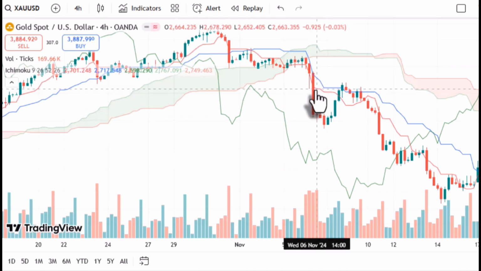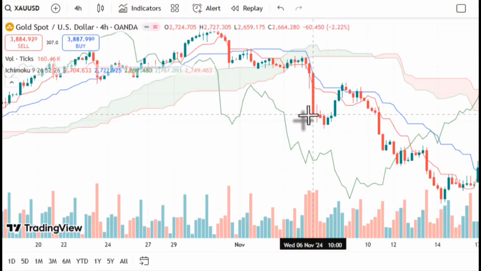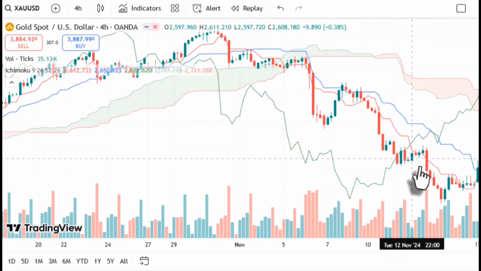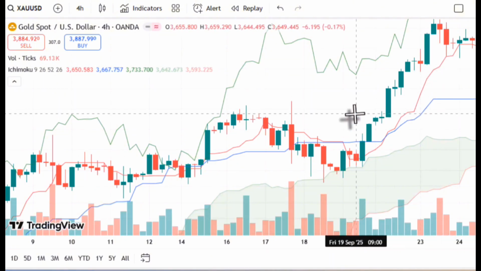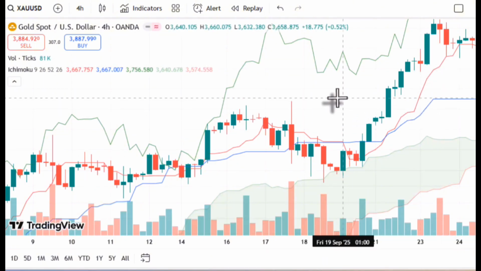And just like before, if that red line is below the blue baseline, and the baseline is below the cloud, that means the trend is really strong to the downside. Then we just wait for a good sell setup on the 1-hour time frame. So, how do we actually recognize when the market is in a sideways trend? This is something you won't find in a lot of resources, but it's really important.